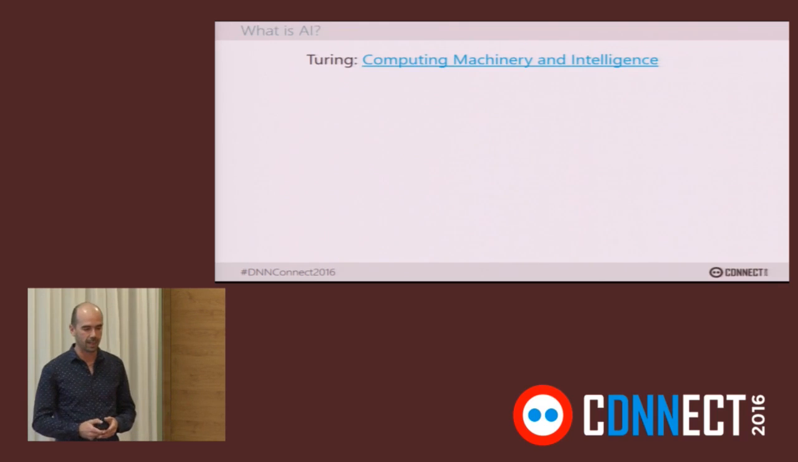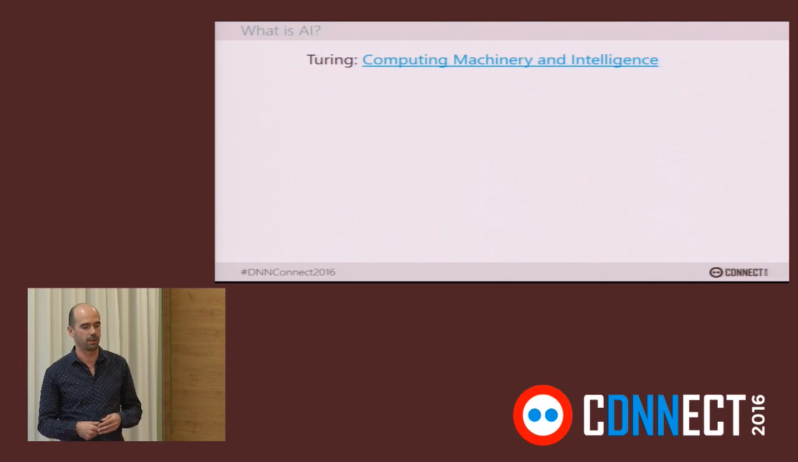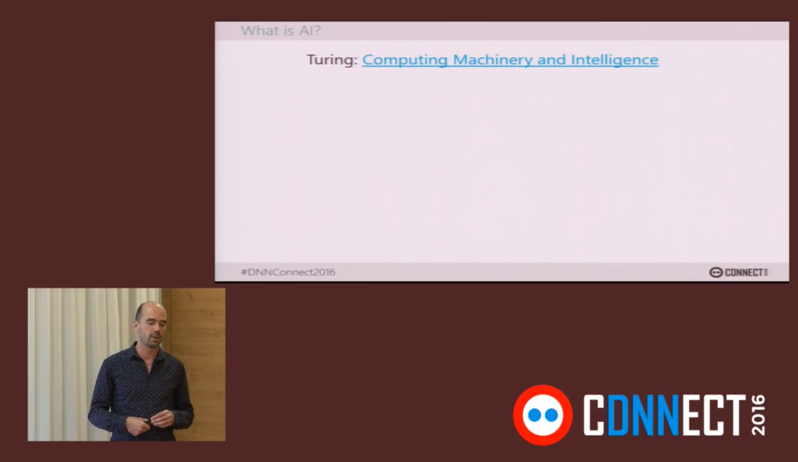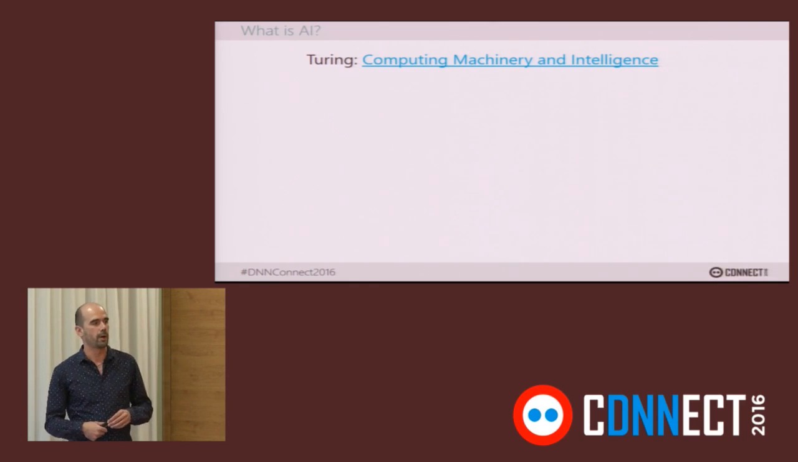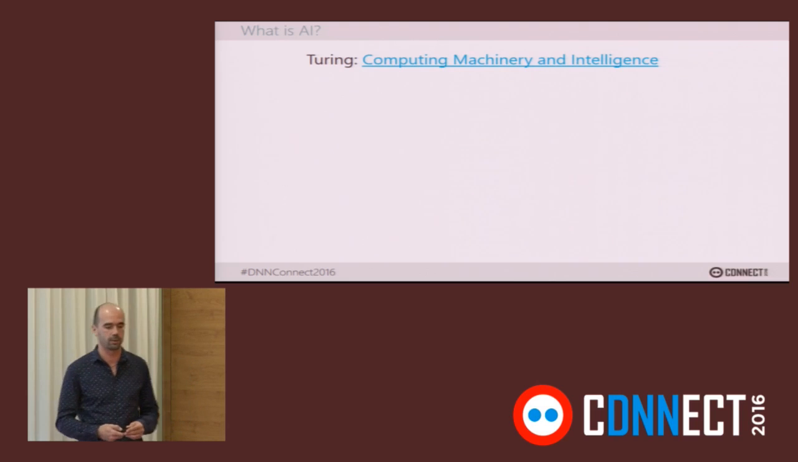What is AI? Well, it's a difficult question, and it's a debated question in the field. One interesting starting point would be that seminal article from Turing, Computing Machinery and Intelligence, where he talks about the Turing test and what AI could be and what it could be in the future. And it's from the 50s, so it's quite interesting to read.